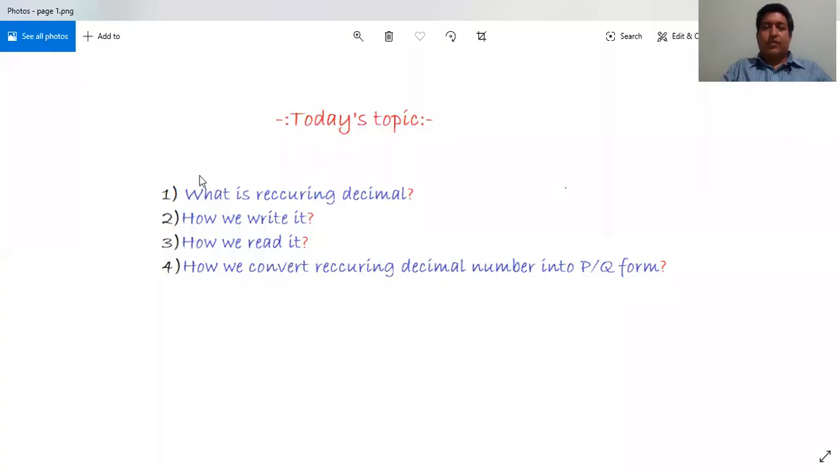So this is the topic. What is a recurring decimal number? We are going to define it, then how we write it down, then how we read it, then how we convert the recurring decimal number into p by q form. So let us start one by one.